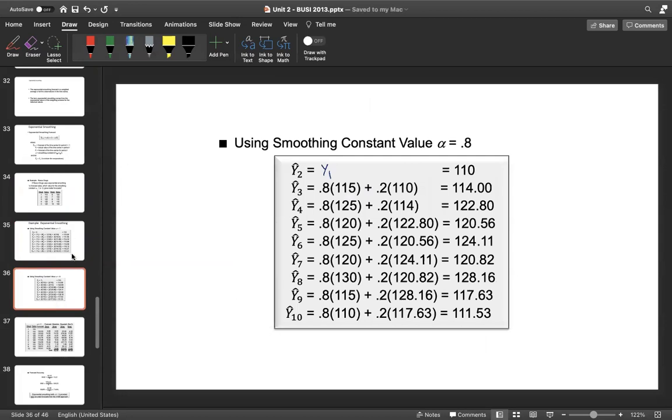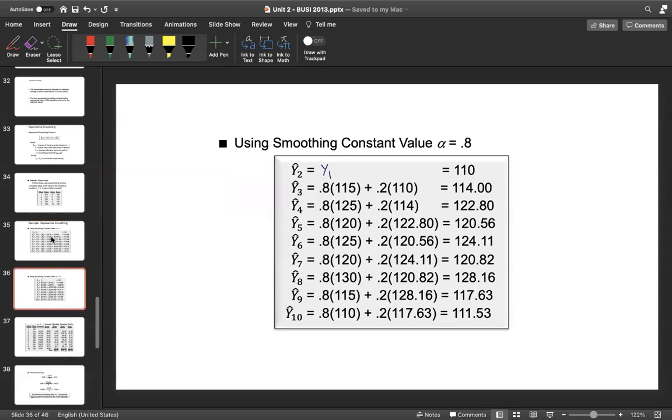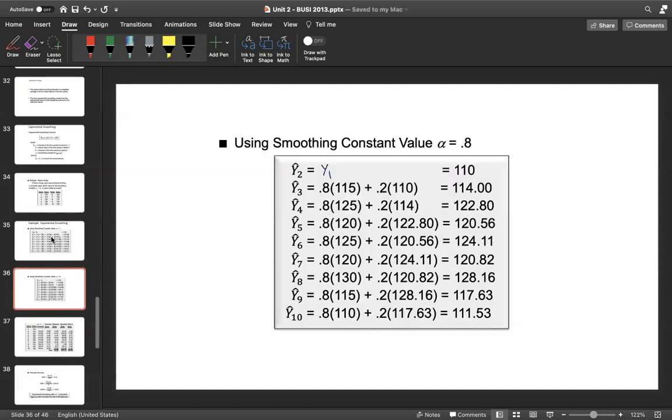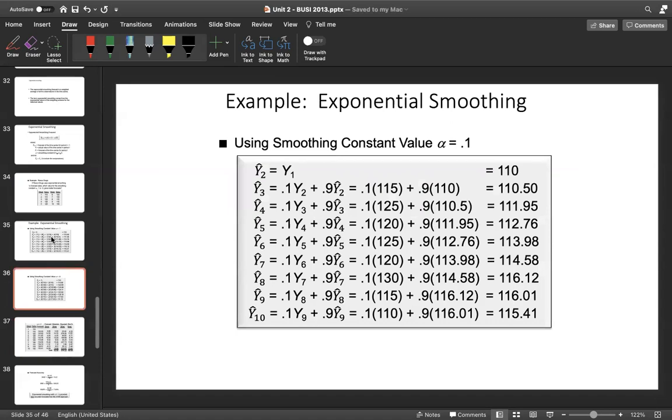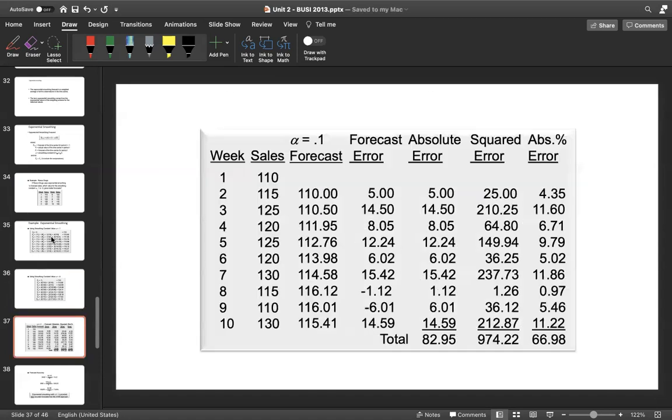This would be the smooth version. If you plot these two on top of each other, the actual values and the forecasted values, you see that the forecast is smooth. And that's why they call it smoothing. So the smoothing constant, alpha, is always given.